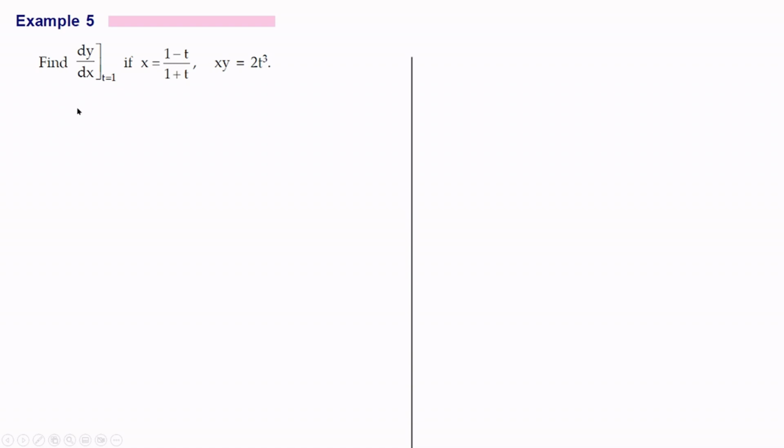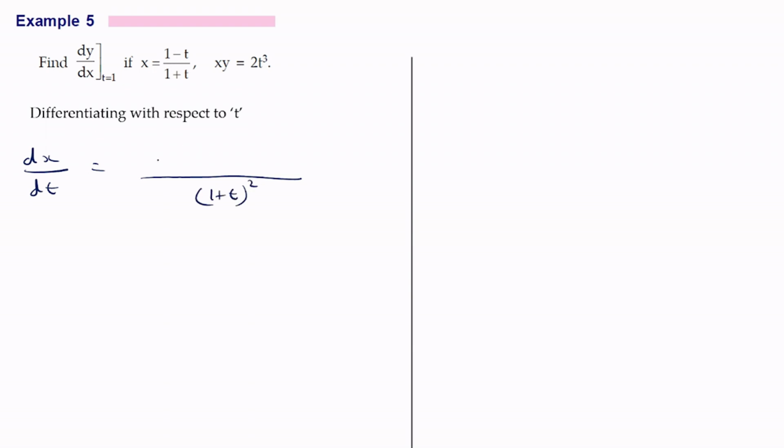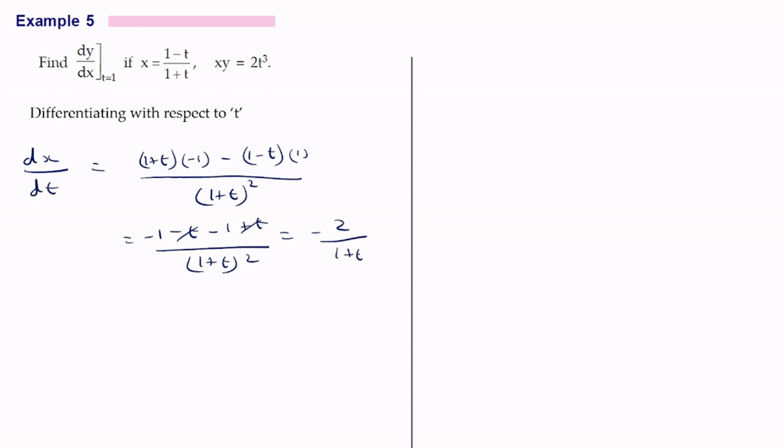Next we have find dy by dx at t equal to 1 if x equal to 1 minus t upon 1 plus t and y equal to 2t cube. So here again differentiating with respect to t, we get dx by dt as, here we have to use quotient rule. So denominator square, then keep the denominator, differentiate the numerator, minus keep the numerator, differentiate the denominator. So this is minus 1 minus t minus 1 plus t upon 1 plus t the whole square. This is minus 2 by 1 plus t the whole square.